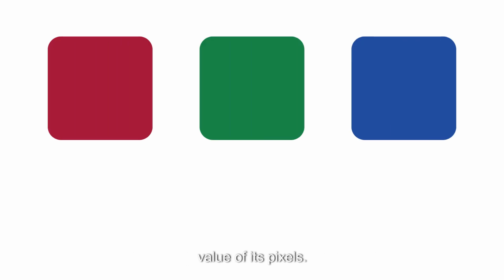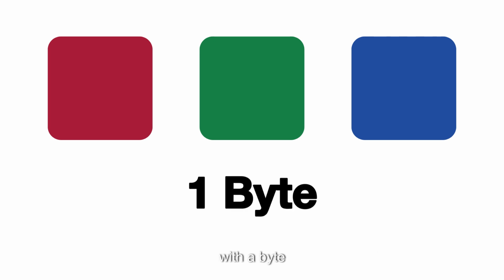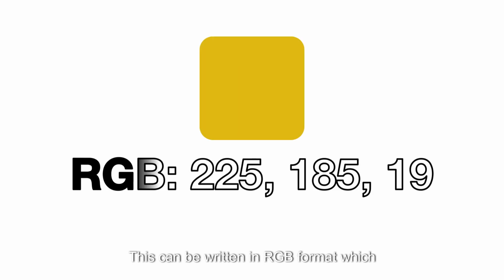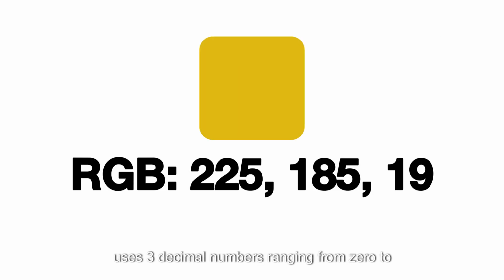Next, images can be encoded by storing the red, green, and blue value of its pixels. Each one of those values are represented with a byte or 8 bits. This can be written in RGB format, which uses 3 decimal numbers ranging from 0 to 255, or hex code, which uses 6 hexadecimal numbers.